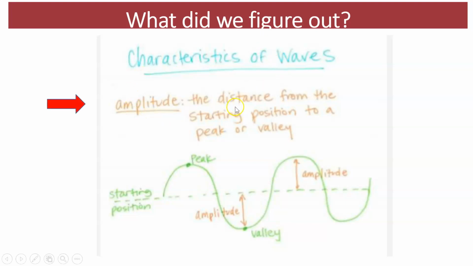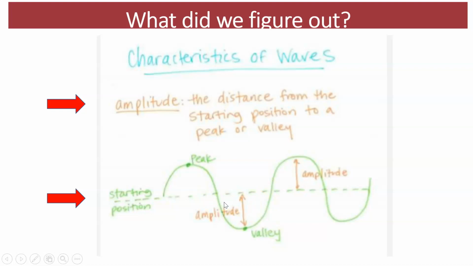First, amplitude is the distance from the starting position to a valley or to a peak, right? And so what we can see is that when the amplitude, when the distance is very great, the sound is very loud. And when the amplitude or the distance is lower, the sound is softer.